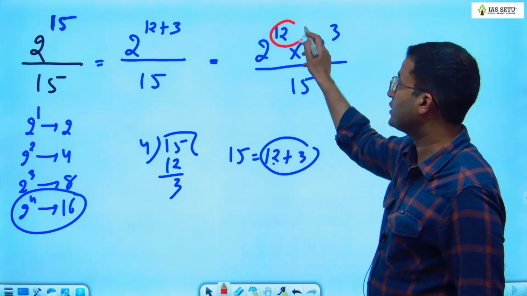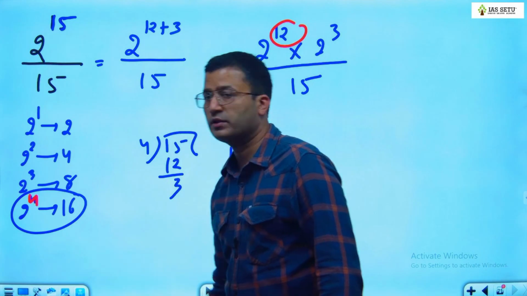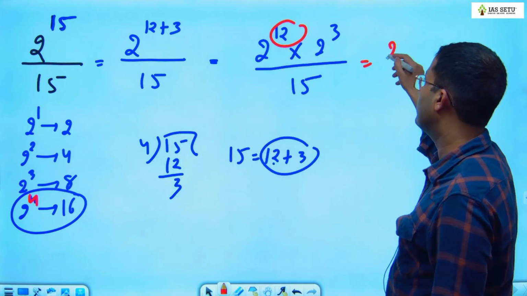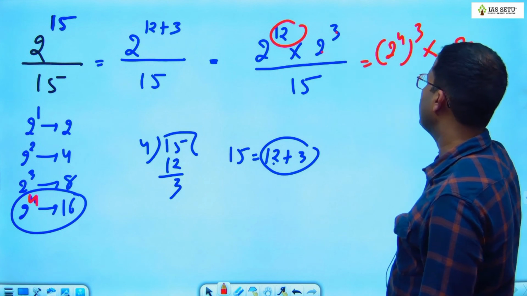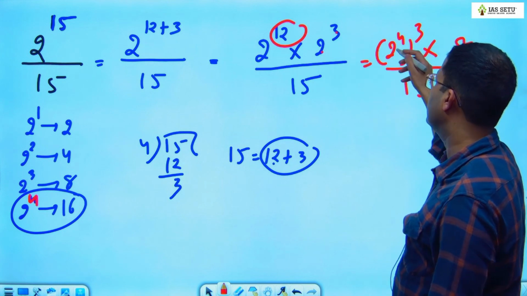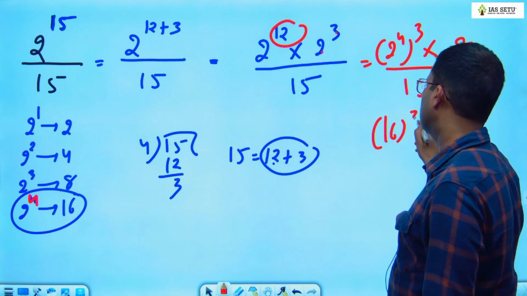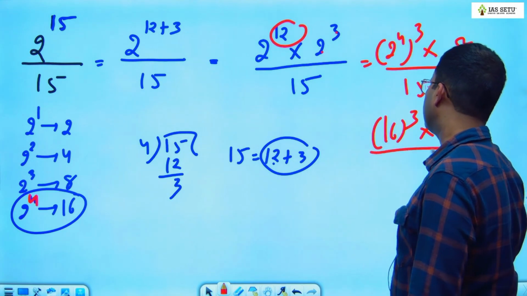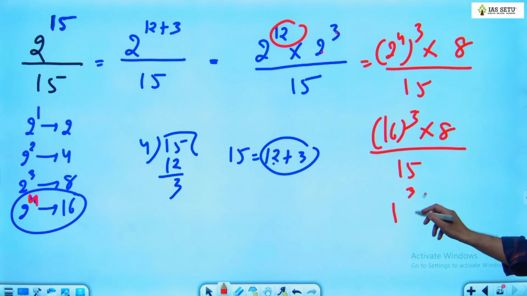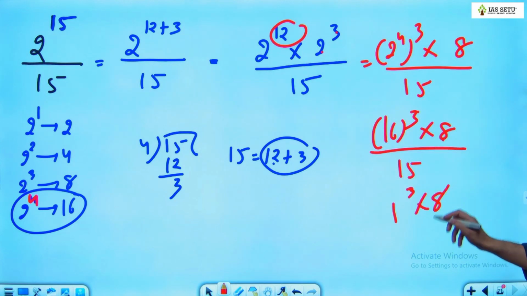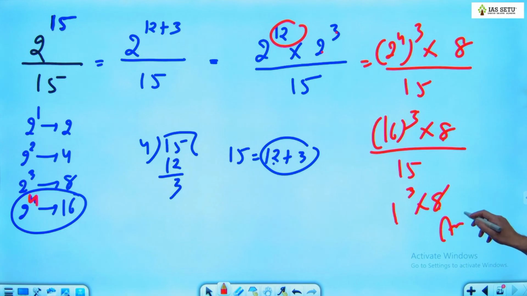So we will express this like 2 is to power 4. How? 2 is to power 4 bracket 3. 2 is to power 3 is 8. So it is 16 to the power 3 into 8. Because every 16 with 15 gives remainder 1. How many times? As many times as 16 is there, 3 times. 8 with respect to 15 remainder 8. 1 into 8, 8.